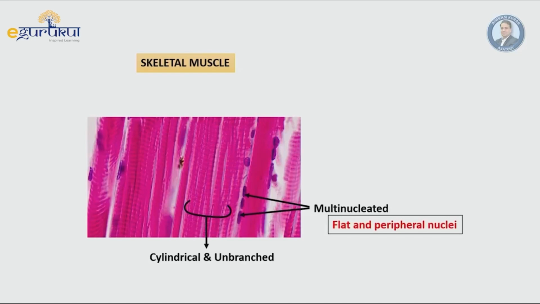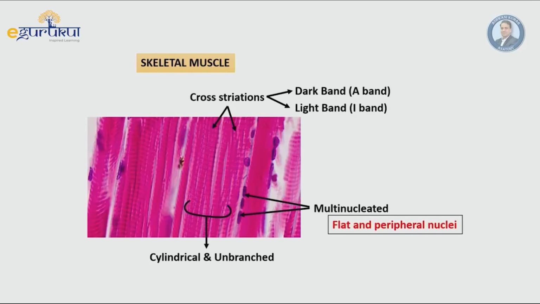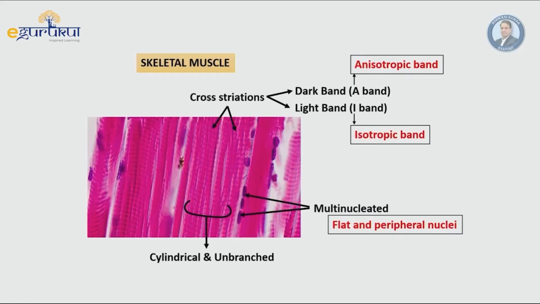Cross striations are present in the cardiac muscle also, but very prominent cross striations are seen in the skeletal muscle. You can see all those cross striations, which are called the A band and the I band, that is the dark band and the light band. I'm sure you know A band means anisotropic band and I is the isotropic band, which form these cross striations. So when you look at a picture of skeletal muscle, you need to notice the unbranched bundles, the nuclei present on the periphery and flat, and the cross striations representing the A band and I band, the dark and the light band.